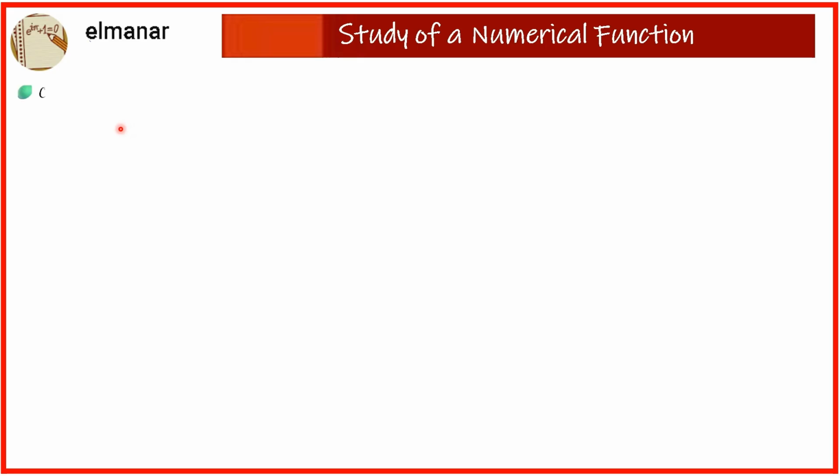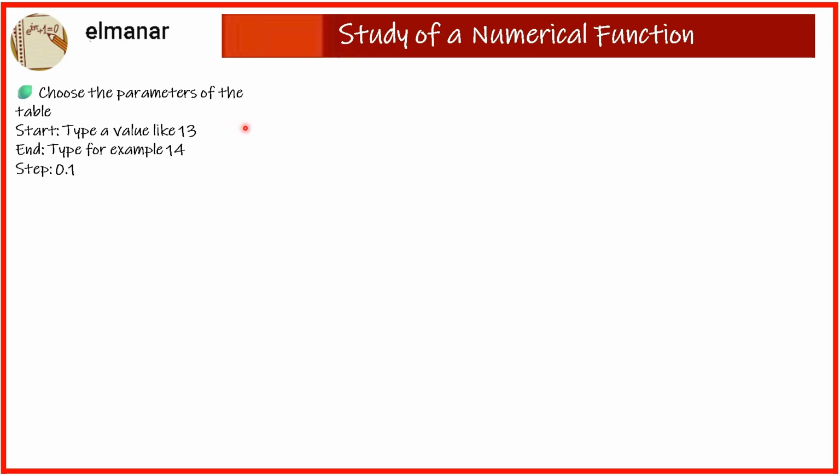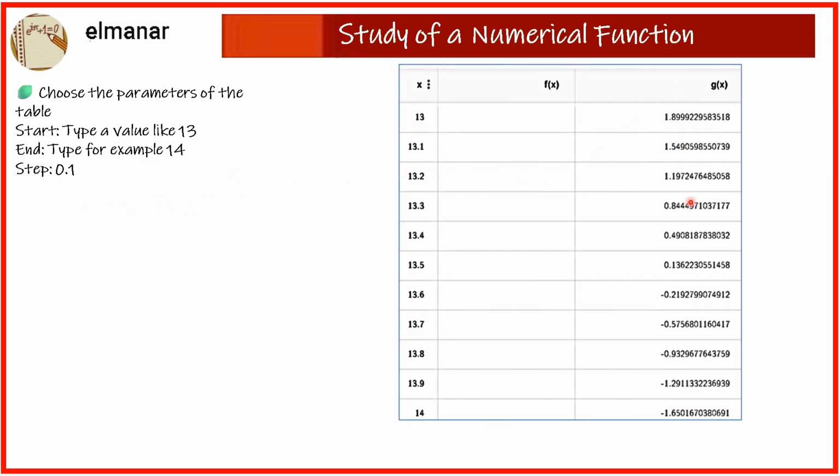In this part, we reduce the step to 1/10 to narrow down the value of alpha to 1 decimal place. Since the sign change occurs between 13 and 14, we configure the table as follows. Start 13. End 14. Step 0.1. After analyzing the new table, we observe that g changes sign between 13.5 and 13.6.